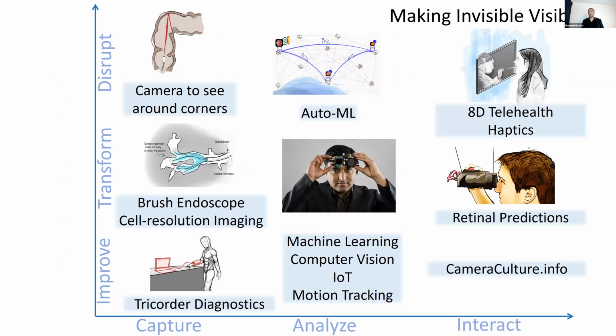So just to tell you a little bit about my own group at MIT, our motto is to make the invisible visible inside our bodies, around us, and beyond. And we also think about capture, analysis, and interaction for us. So in terms of capture, we are building a new type of tricorder where we can look under the skin, maybe at 5 to 10 micrometer resolution. This is a large project with NSF, or create new types of endoscopes that can create cellular resolution imaging, or we're building cameras that can see around corners beyond line of sight.